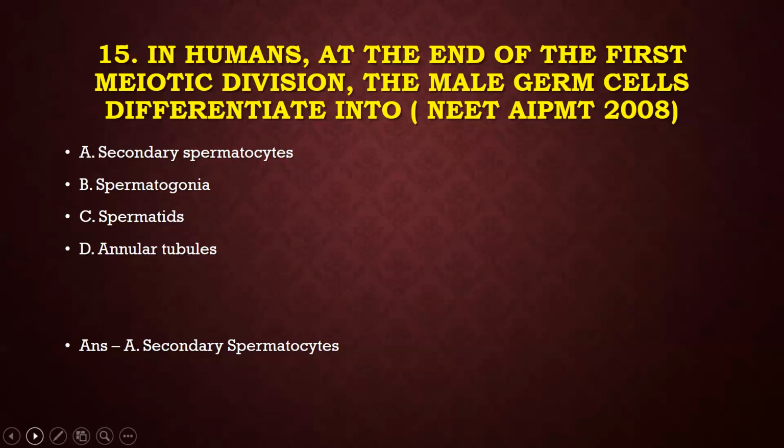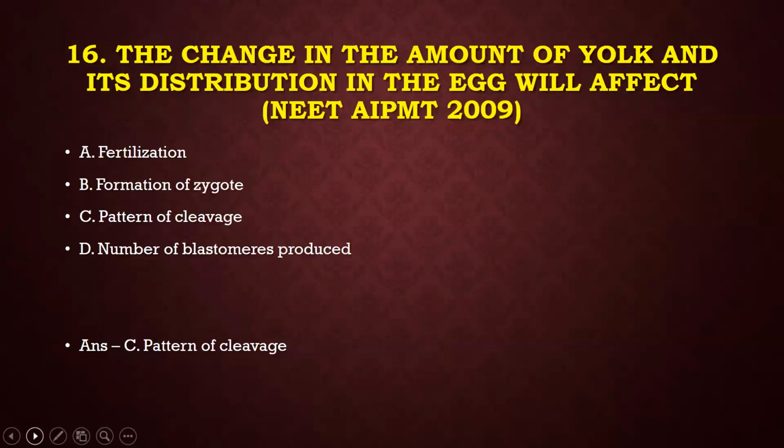The transformation of spermatids into spermatozoa is called spermiogenesis. So after the first meiotic division, the male germ cell differentiates into secondary spermatocytes, because the primary spermatocyte undergoes meiosis and forms two daughter cells, which are called secondary spermatocytes. So the answer is A.